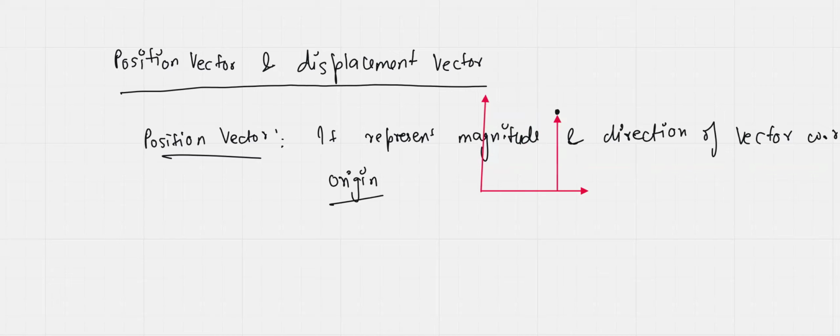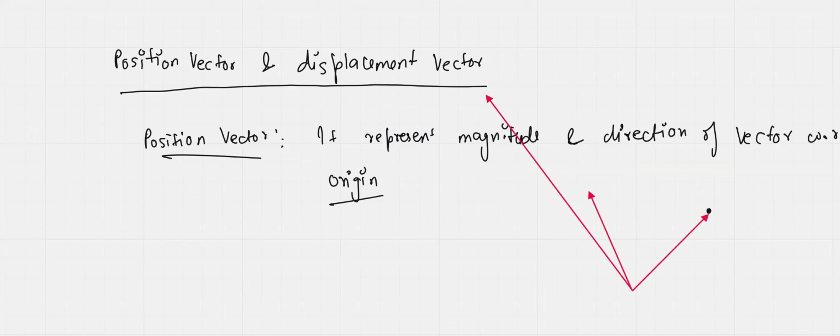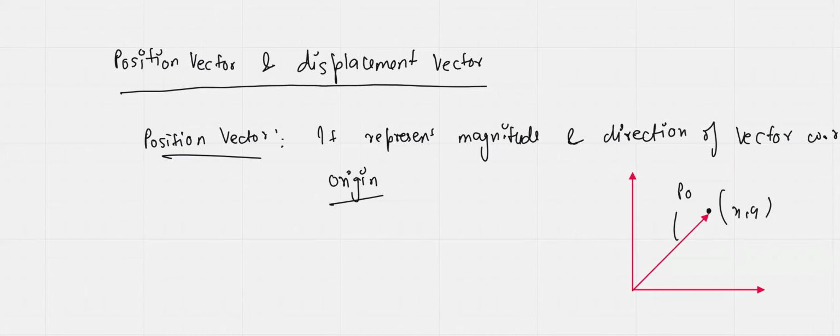Let's say this is a vector, you can say it is perpendicular. This has some angle. This is 0 degree angle. So that is the vector. X and Y position vector.